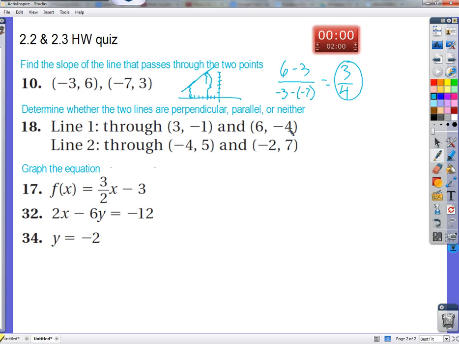So -4 minus -1 is -3, and 6 - 3 is 3, so that's -1. Say -1/1, so we have rise over run. And then this one, 7 - 5 is 2, -2 - -4 is -2 + 4, which is 2, so that's +1/1. Are they parallel? No, they're not exactly the same, so they're not parallel. Are they perpendicular? Yes, they are, because the reciprocal of 1 over 1, if you flip it over, is also 1 over 1, and they're opposites, negative and positive. So they're perpendicular.